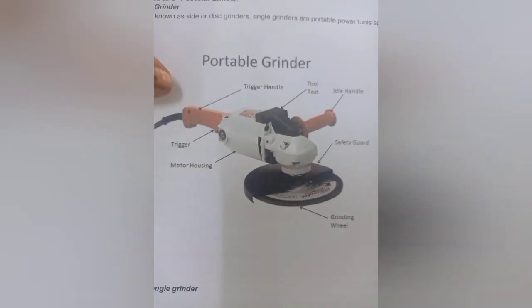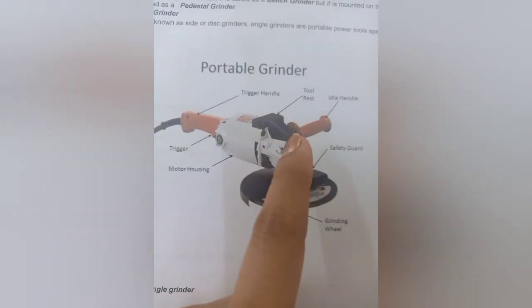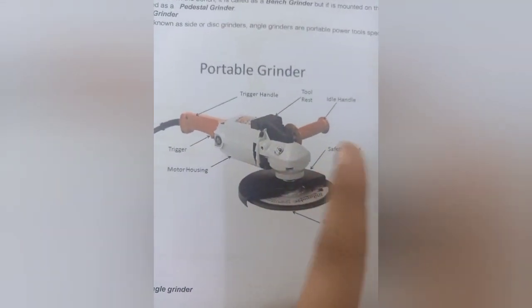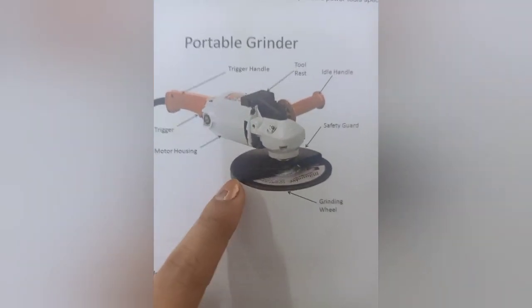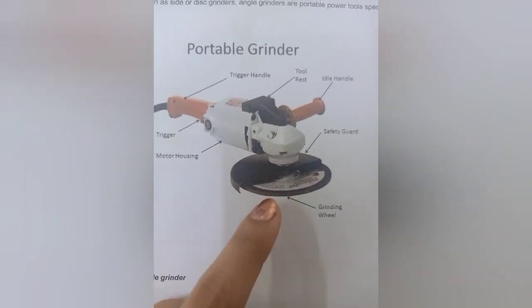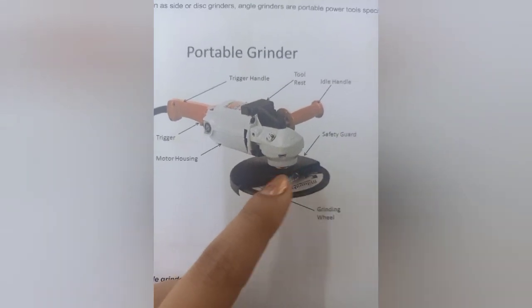This is the trigger handle and the tool rest, of course, the idle handle, and the safety guard. So the safety guard is required. And lastly, we have a grinding wheel. Okay, the grinding wheel is very important, of course. There are safety procedures that should also be followed when using an angle grinder.